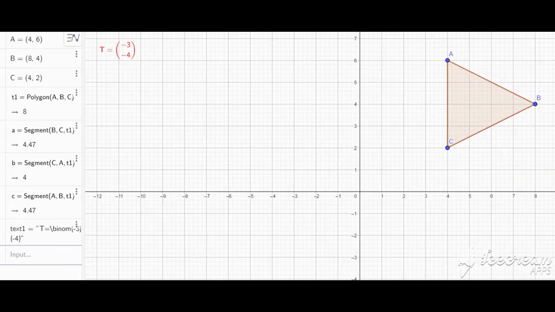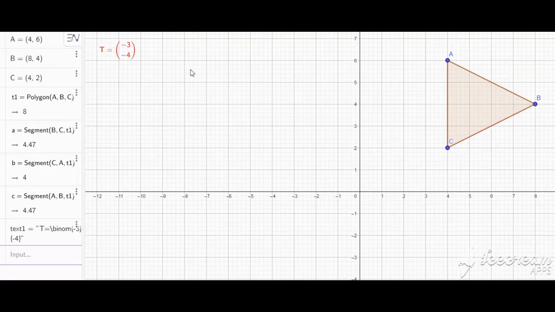Now, let us say you had to carry out a translation manually, meaning that you're using graph paper. The first thing you'd do is to draw your object, which is ABC here. As you can see, the coordinate of A is (4, 6), the coordinate of B is (8, 4), and the coordinate of C is (4, 2). My translating vector is what I have here in the far left hand corner, which is T equals (-3, -4). Of course, you wouldn't write this on your graph paper, but I'm just putting it there so you can see clearly what we're going to do.